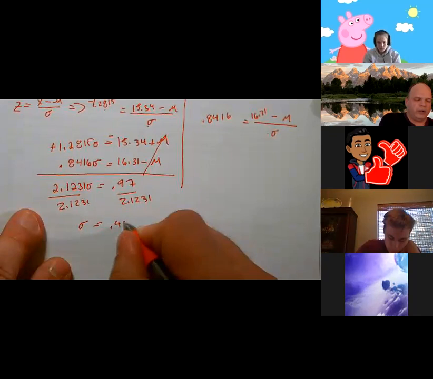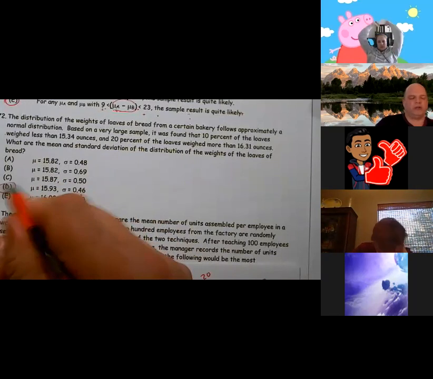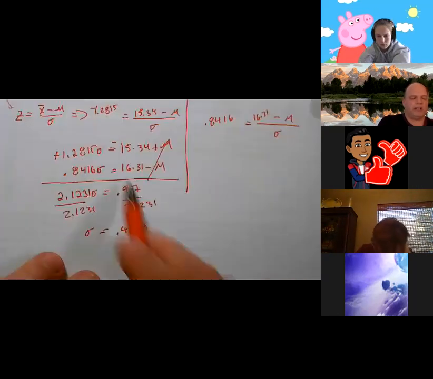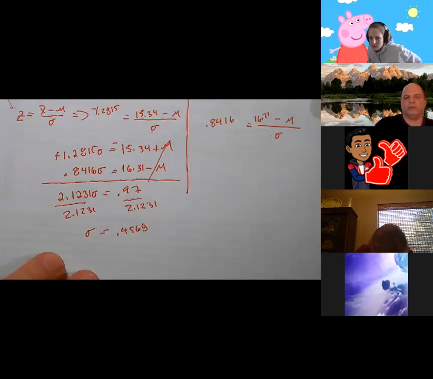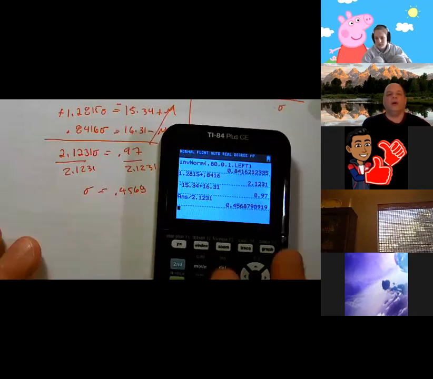And I need to choose the one that's closest. The one that's closest is D, and that's my answer. I could have gone back and plugged back in and solved for a mean if I wanted to. Right, so real quickly.